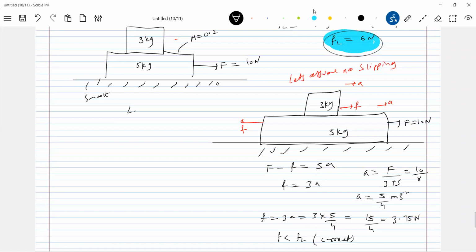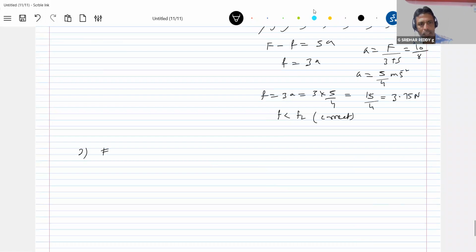You take applied force 30 Newton. That was the first case, F equal to 10 Newton. So let me apply, say, 30 Newton. Now the second case, F equal to 30 Newton. Still, I'm not sure whether slipping occurs or not. But I'll proceed the similar way.